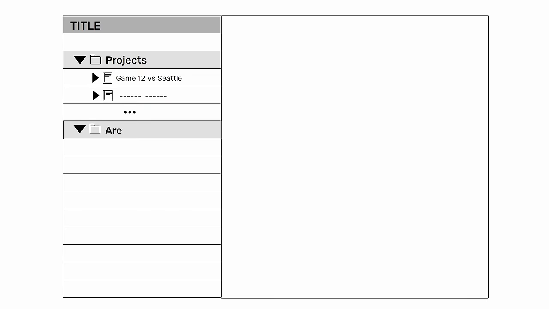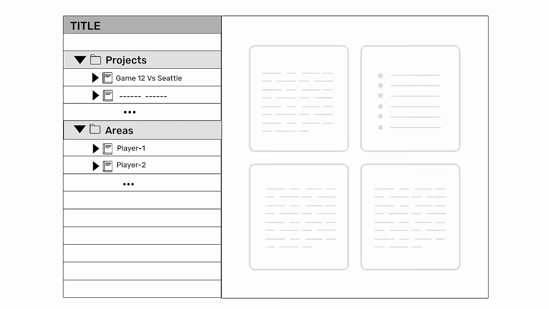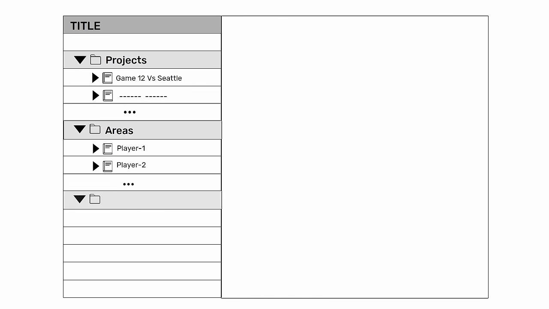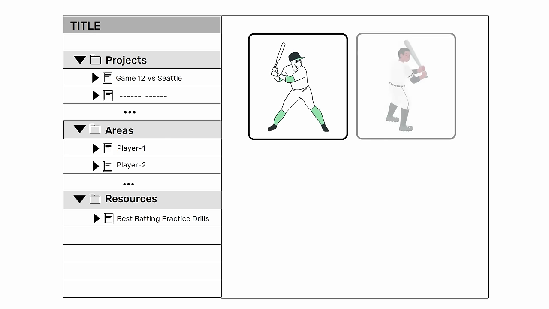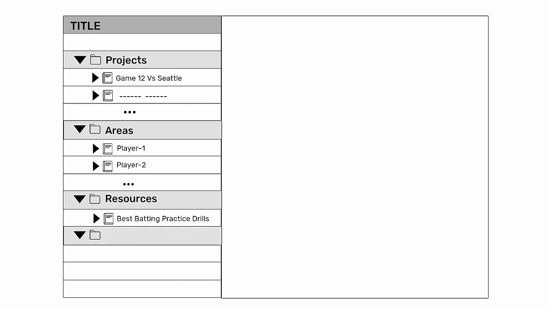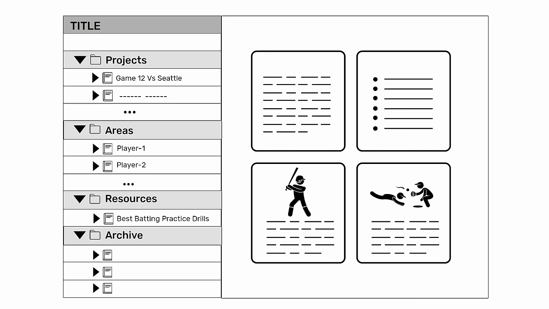In the areas of improvement section of his second brain, the coach would have digital notebooks for each player. In those notebooks, he'd have player post-game evaluations and tailored plans for each player to improve their performance throughout the season. In the resources section of his second brain, the coach would have a digital notebook called Best Batting Practice Drills, with images and descriptions of drills he'd seen over the years. The coach would scroll through this notebook when planning upcoming practices. In the coach's archive section of his second brain, he would have notebooks from past games, notebooks on players who left his team, and notes of practice drills he no longer uses.